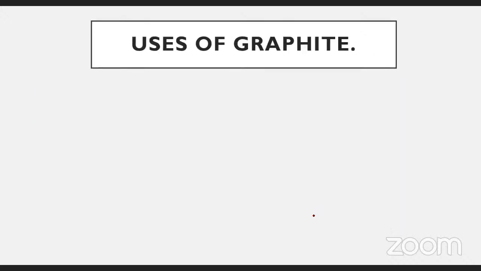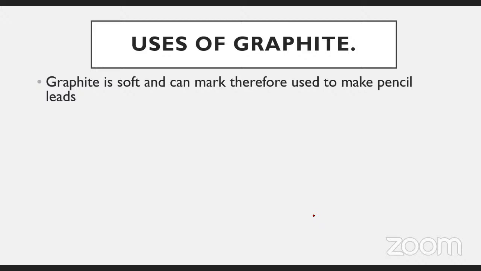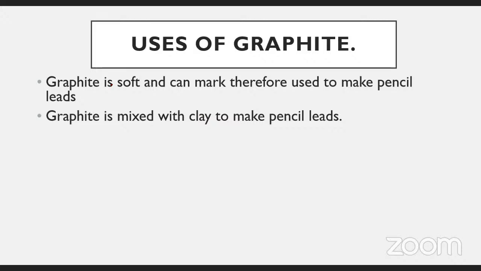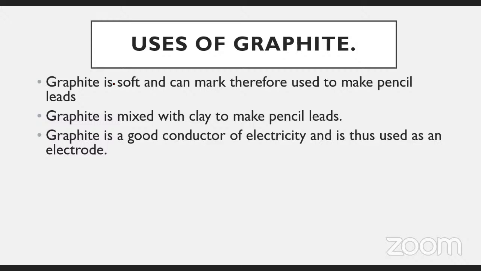Let's look at the uses. Graphite is soft and can mark, therefore used to make pencil leads. If you have your pencil, it has that black substance in between, the one you use to write. It is made of graphite. It is also a good conductor of electricity.